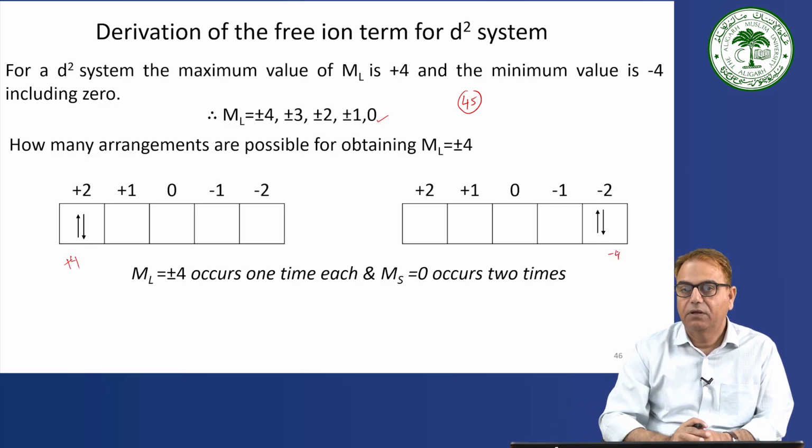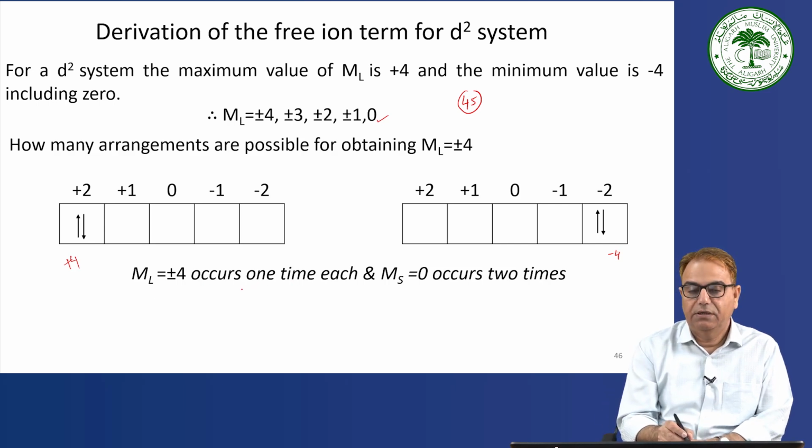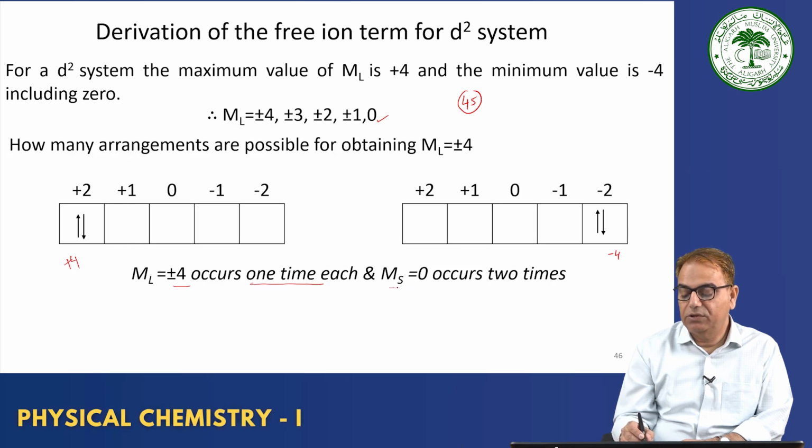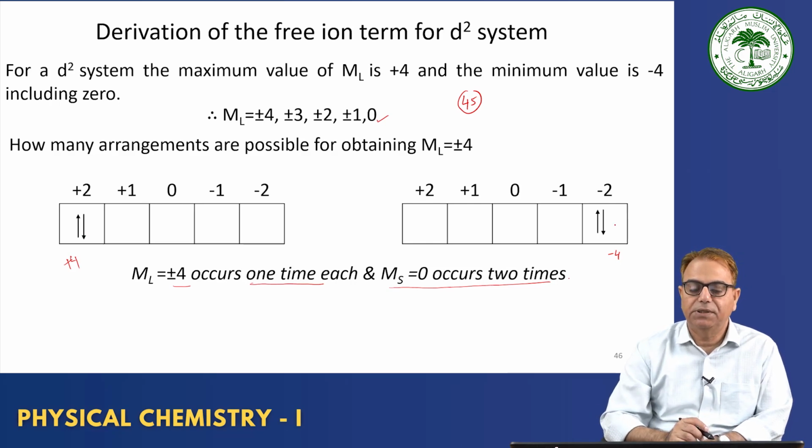Okay, and what we write as a conclusion is that ml equal to ±4 occurs 1 time each, meaning plus 1 time and minus 1 time. So 1 time each, ±4 occurs, and both have ms equal to 0, so ms equal to 0 occurs 2 times, not each, because it occurs only 2 times. Here also ms is 0, because it's a paired spin.